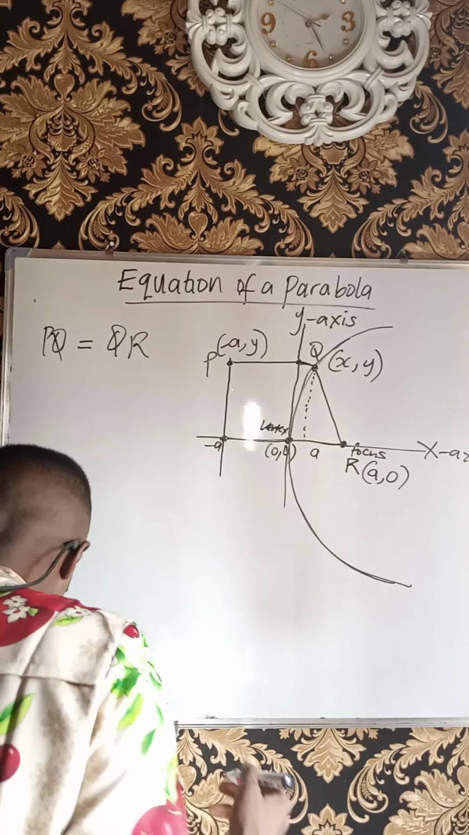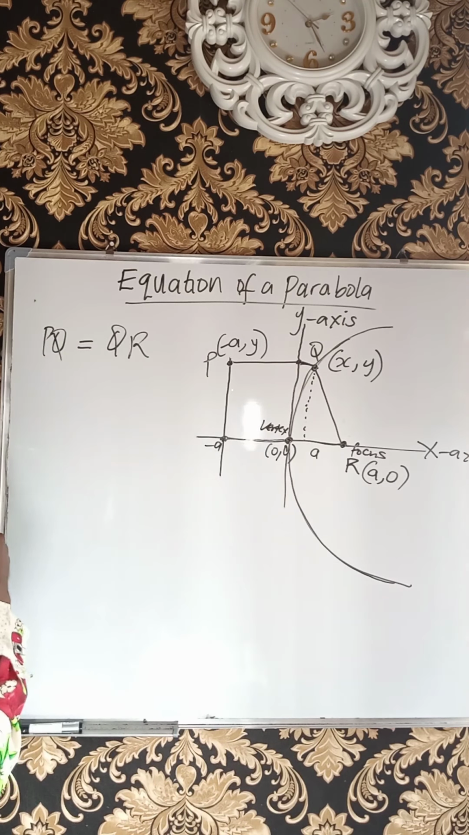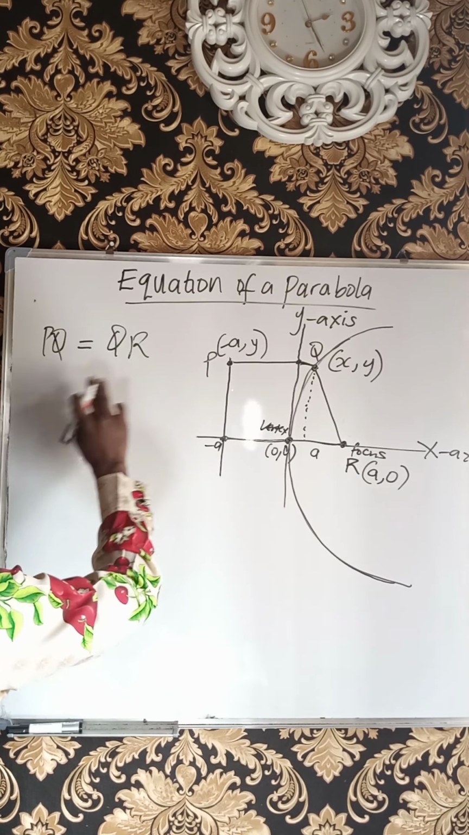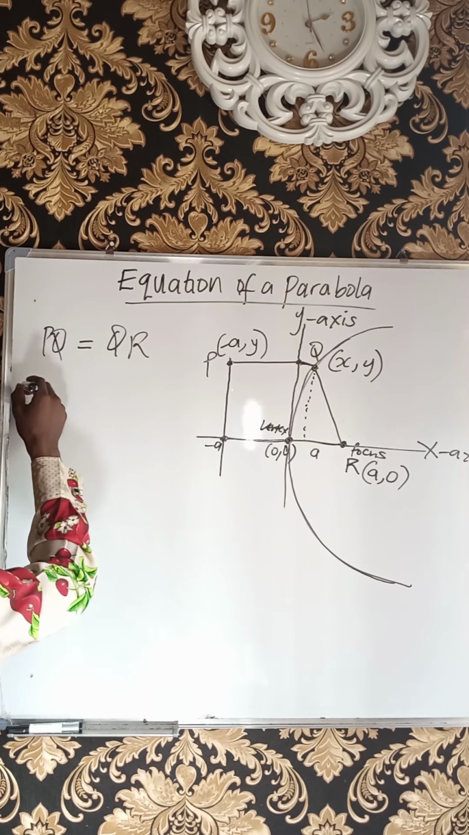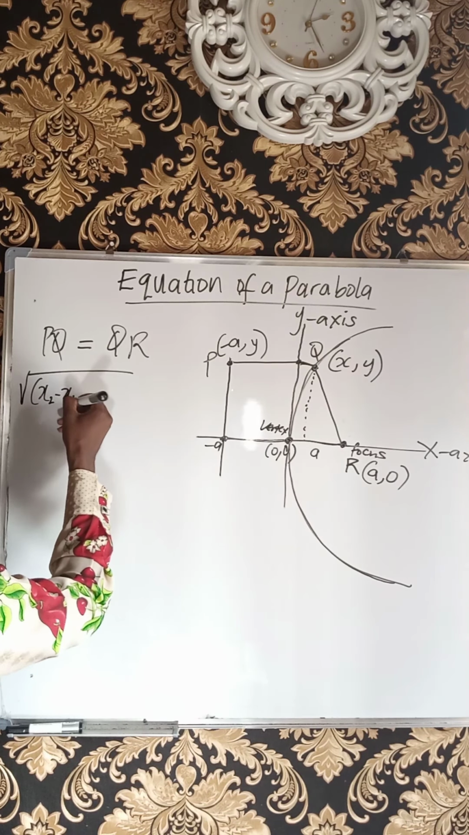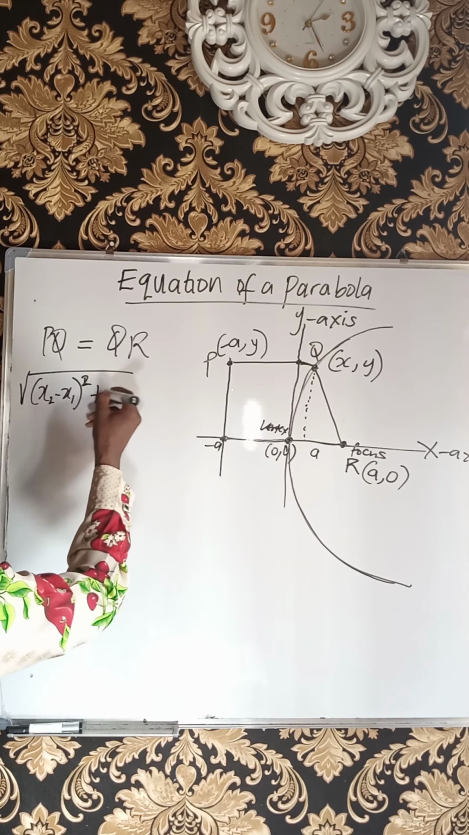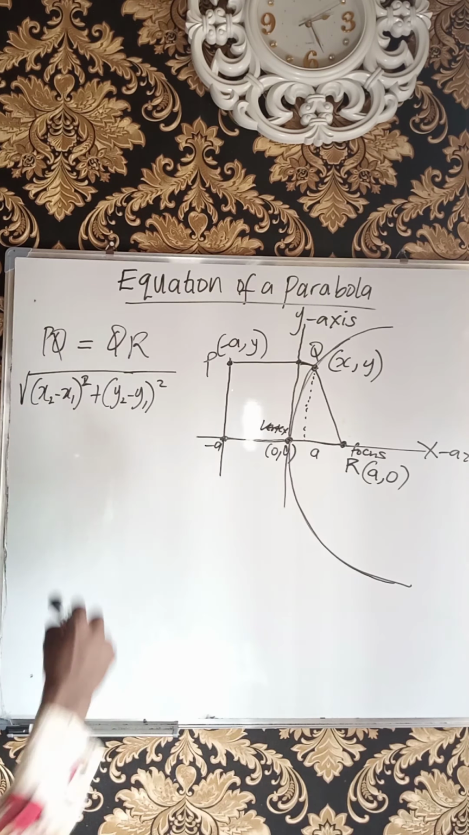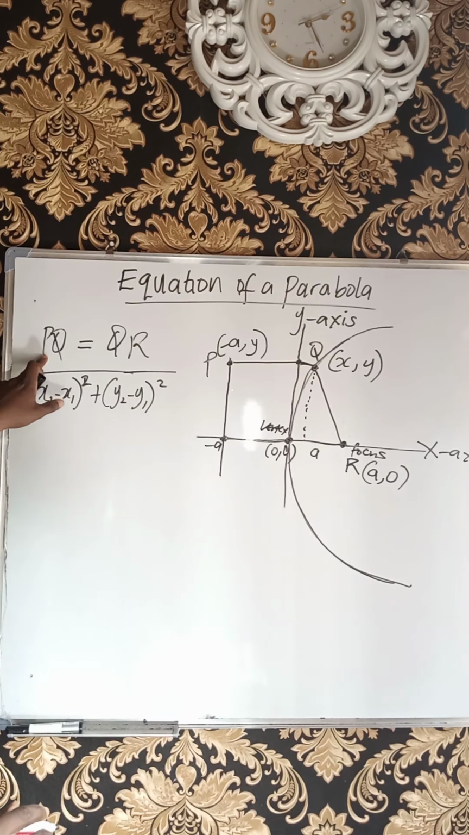So the equation of this parabola will now be, remember, distance between 2 points, PQ is equal to QR. And what is PQ? The formula is square root of x2 minus x1 all squared plus y2 minus y1 all squared. That's the formula. So let me get PQ first, after I will go for QR. Now for PQ, this is now x1, y1, while this is now x2, y2.